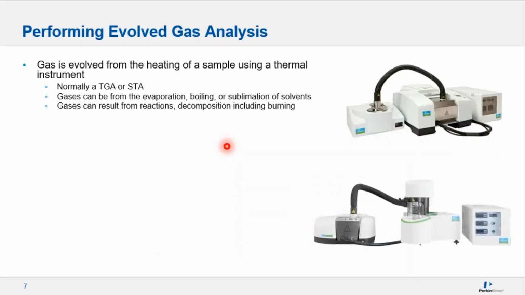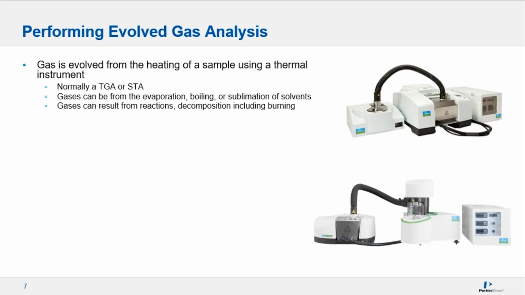Okay, let's take a closer look at the different components and instrumentation required for performing evolved gas analysis. So first, we have some type of thermal technique that heats a sample and produces the evolved gases. This is typically TGA, but STA, which stands for simultaneous thermal analysis, is an option as well.